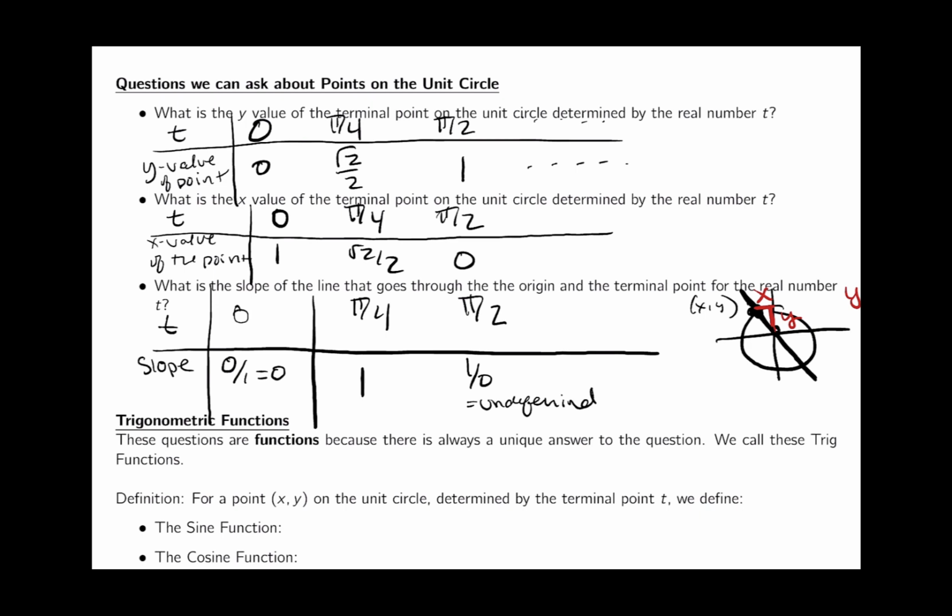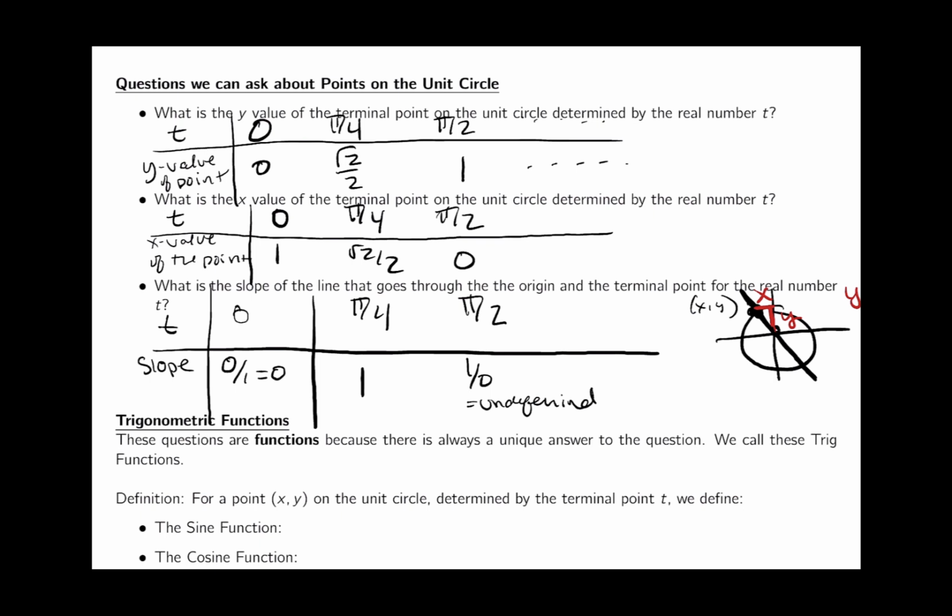Because of this property of only getting one unique answer for each input, we're going to define what we call the trigonometric functions. They're really going to be shorthand names for these kinds of questions, because saying "what is the y value of the point corresponding to t on the unit circle" is kind of a mouthful. And saying "what is the x value of the terminal point on the unit circle determined by the real number t" is kind of a mouthful. So we actually come up with shorthand names for this.